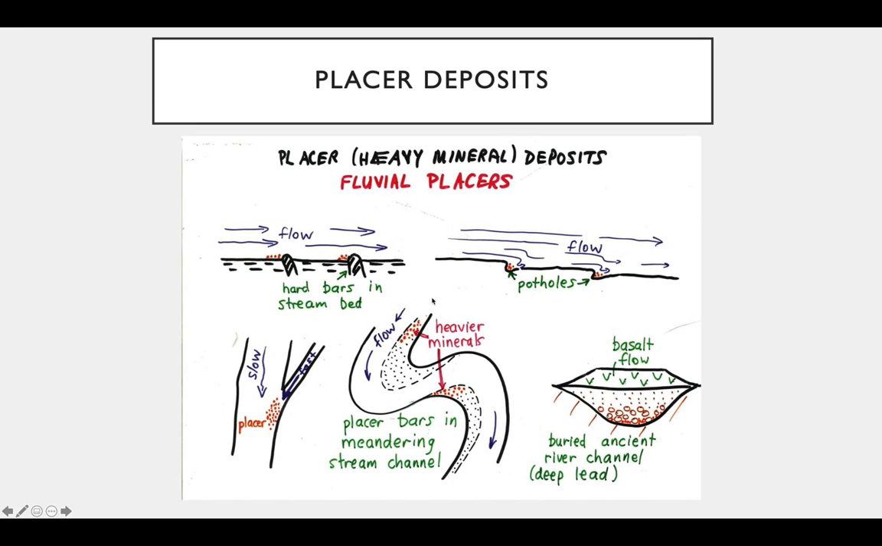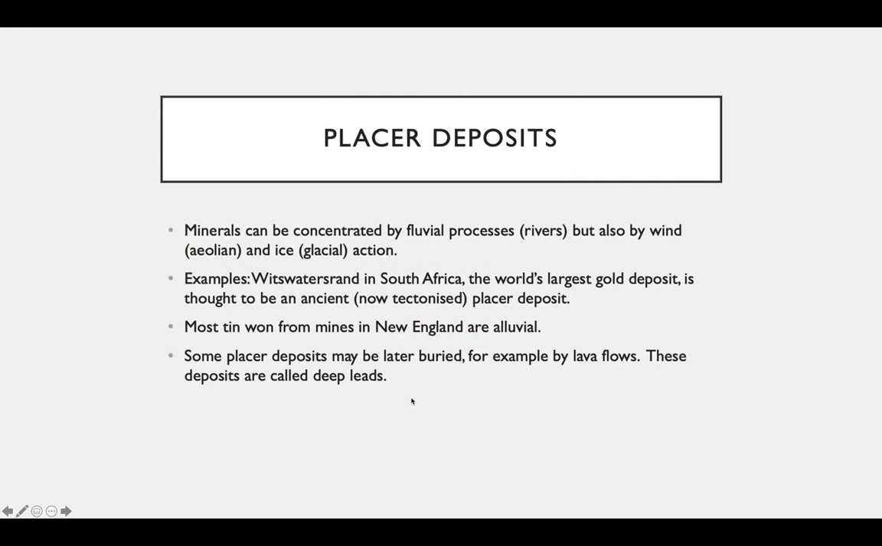We have these subtle changes in the nature of the flow of the water that can lead to heavy materials settling out. It also can be driven by wind, so don't forget those ones. So they're concentrated in these processes. Some of the largest gold deposits, like the Witwatersrand in South Africa, are ancient placer deposits. It's quite easy to mine. Mining costs are low. Many of the tin mines in the New England area were actually alluvial tin. Hard rock tin is very difficult to mine.